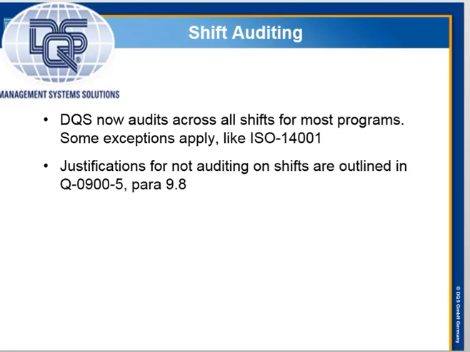Shift auditing. We now audit across all shifts for most programs. So if you're doing an ISO 9001:2015 assessment, you're going to do all shifts if they have, let's say, 2 or 3 shifts. There are some exceptions. ISO 14000 doesn't require it. And there are some justifications for not auditing all shifts. For example, if they have rotating personnel, you're basically covering the personnel on different shifts.